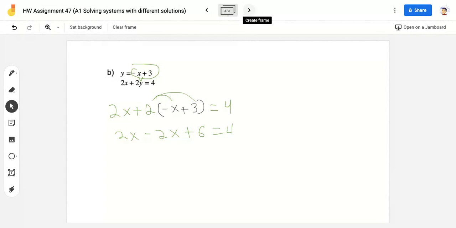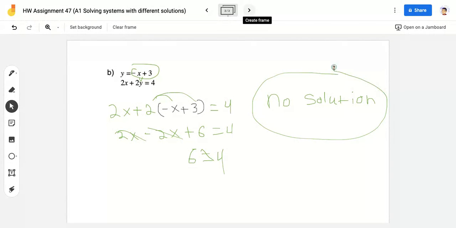All right, 2x minus 2x is 0, so these cancel out, and we're left with 6 is equal to 4. And we ask ourselves, is 6 equal to 4? 6 is definitely not equal to 4. Therefore, we will have no solution. If we get a number equal to some other number, then our system does not have any solution at all. And that's really it, just the two special types of solutions.